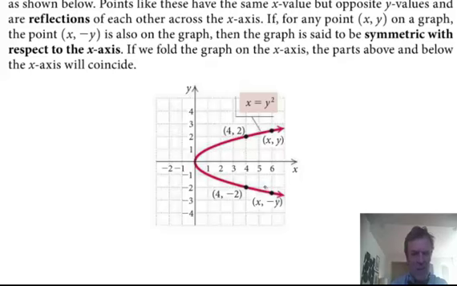And have a look at this as well. Look at the xy coordinates. Can you see that the x has stayed the same as the y changes sign, okay? Now I'm going to go to this little thing here. So remember, this is x-axis symmetry. X has stayed the same, the y's changed sign.